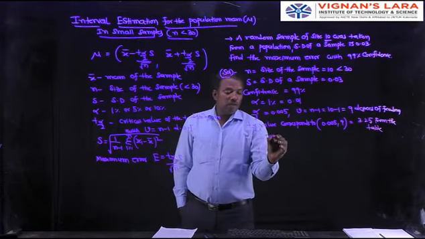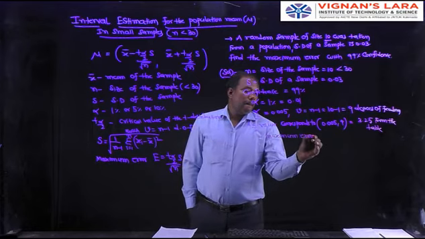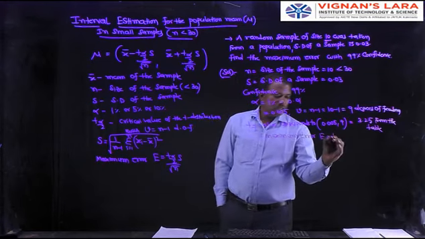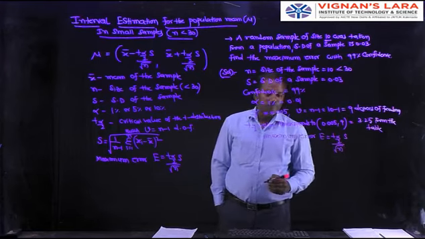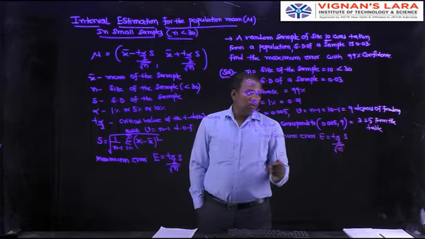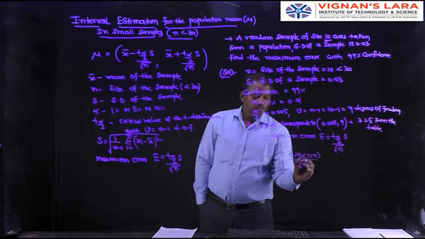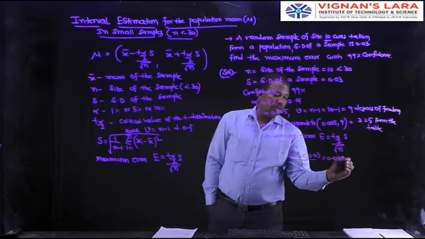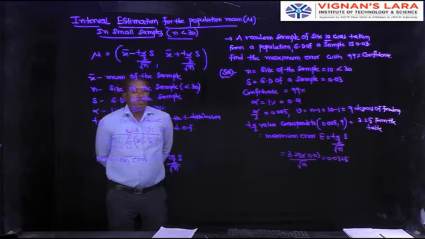Therefore, maximum error E is equal to T alpha by 2 into S by root n. T alpha by 2 value 3.25 from the table, S value 0.03 by root 10, that is equal to 0.0325. That is the maximum error of estimating the sample mean when the size of the sample is 10.